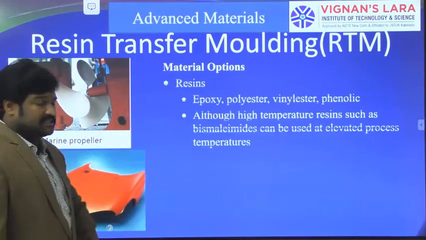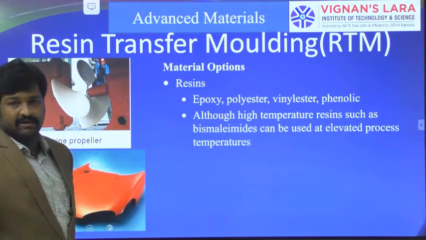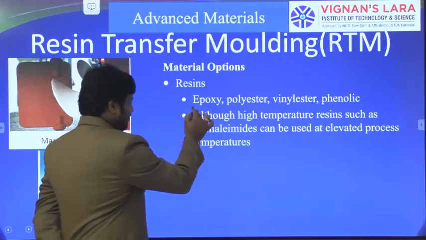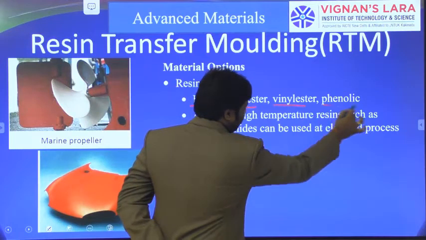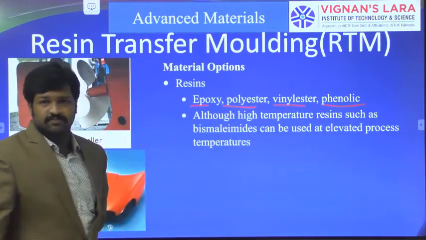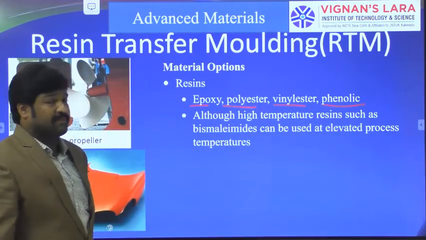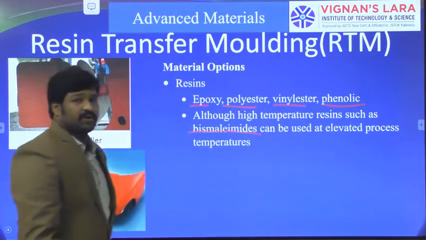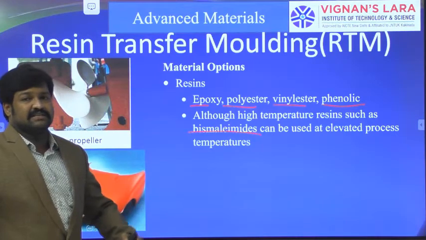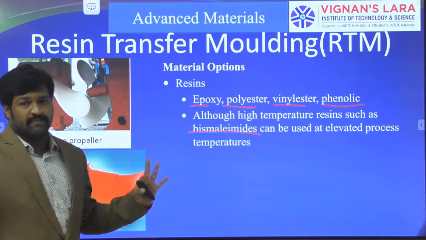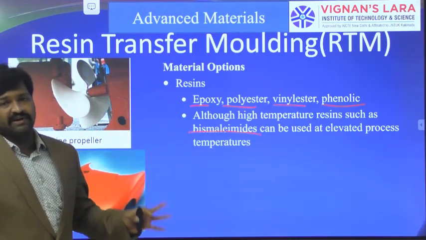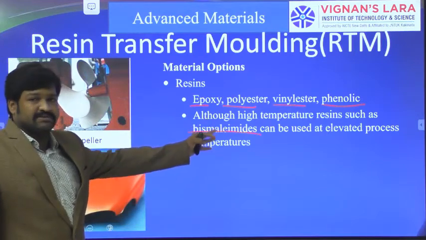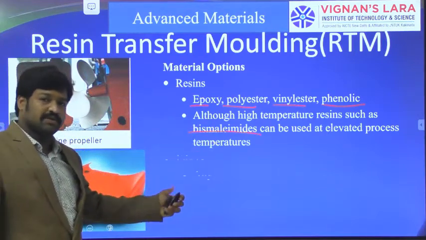Next, material options. For resins, mostly epoxy, polyester, vinyl ester, and phenolic materials can be used in this process. Although high temperature resins such as bismaleimides can be used at elevated process temperature. As we discussed, this process can be done at ambient temperatures as well as at elevated temperatures. So high temperature resins can also be used in this process.